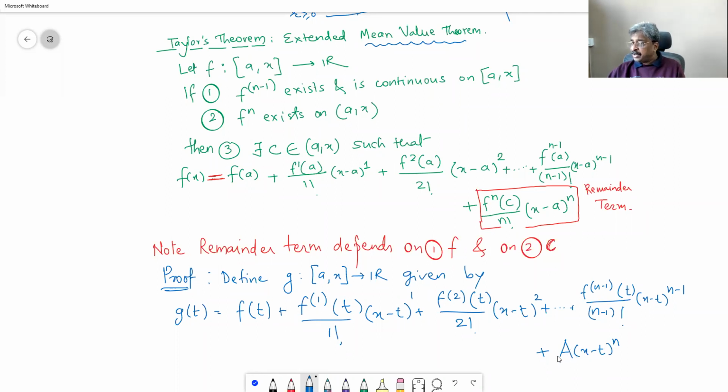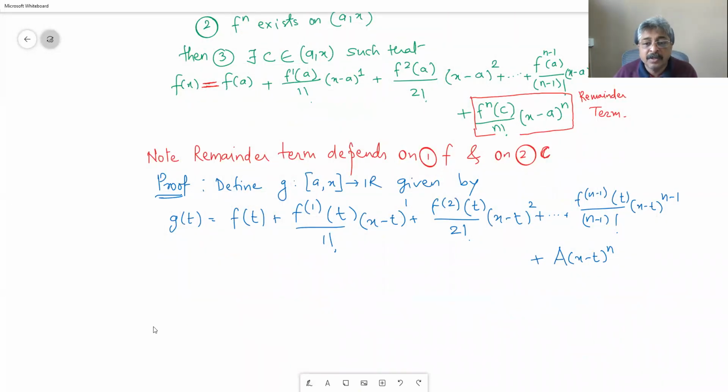Now we are supposed to find out what this A should be, so that we can apply Rolle's theorem. Rolle's theorem is a fundamental theorem and has given all the proofs of mean value theorem. So this is a constant term which, if you put it over here, would eventually become f n c upon n factorial. A would become that. Let us see how we go about it. So if we consider this function g of t, are we making sure that g of t obeys the prerequisites of Rolle's theorem? Let us cross check.